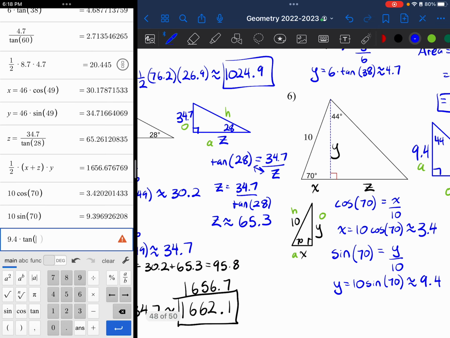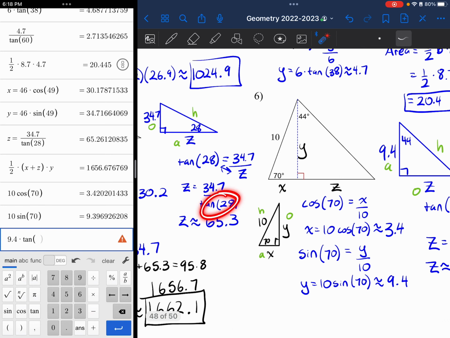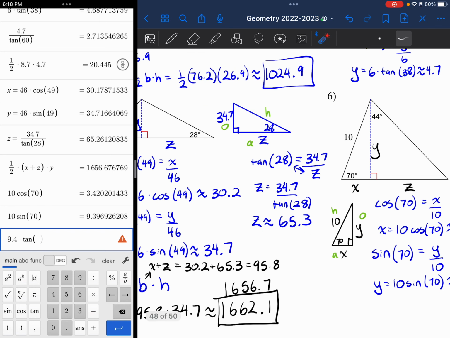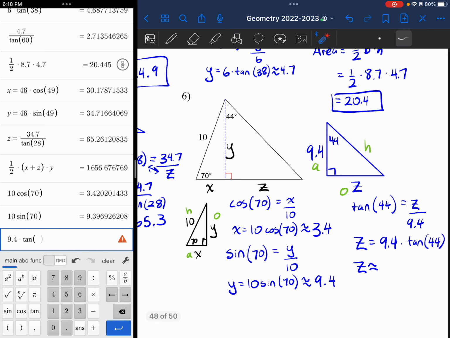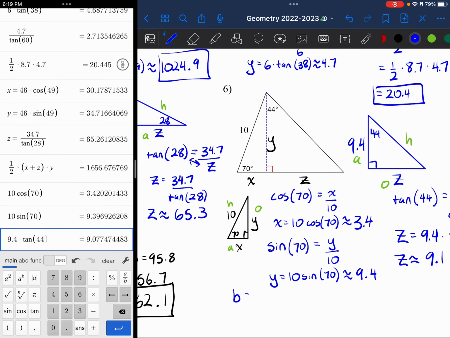Wait a sec. Did I do something wrong in the last problem? Because I'm just realizing the last problem, we divided by tangent of 44. Oh, that was because the angle was down here, but now the angle is up here. So that makes sense. I was trying to catch the mistake in the last one. I'm still thinking about it. 9.4 tangent of 44. I get about 9.1. Z is about 9.1.